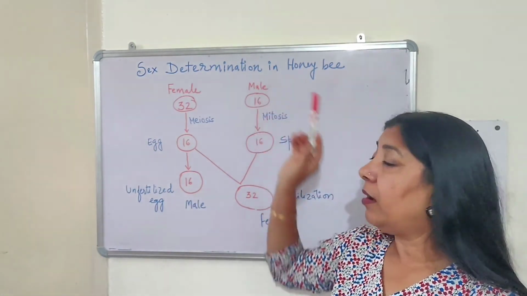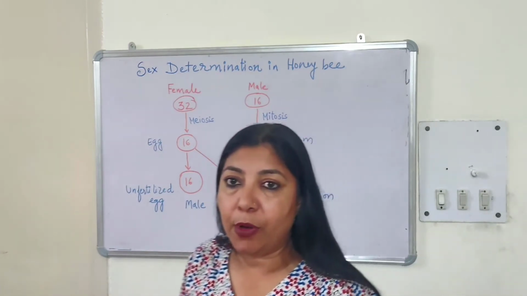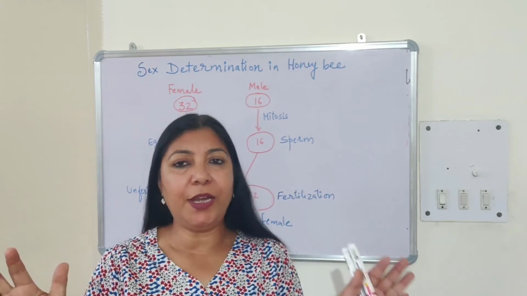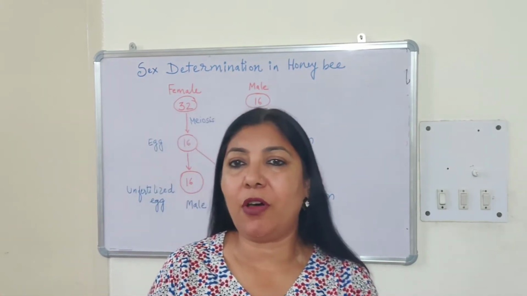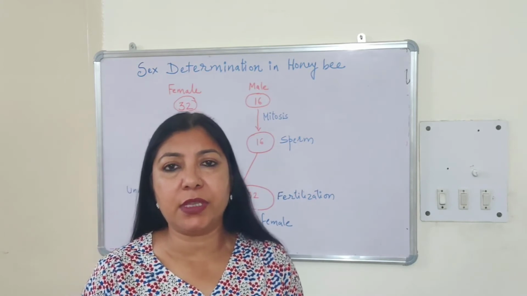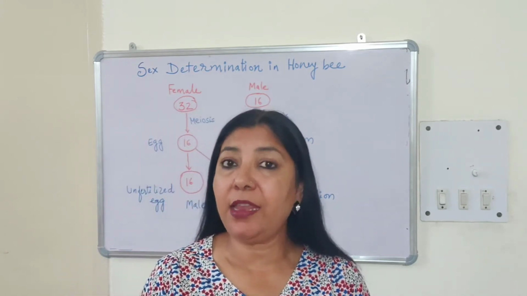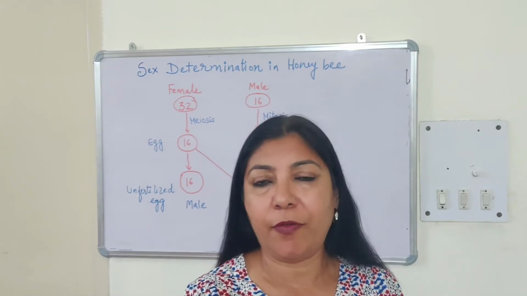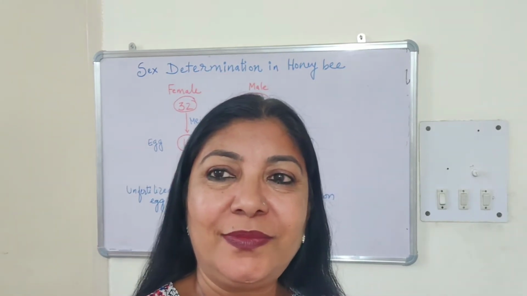So this phenomenon is called haplodiploidy. So with this we have completed the complete mechanism of sex determination. I hope you have understood all these mechanisms. These are very easy and important also. So let us summarize it with the help of a small animation now.